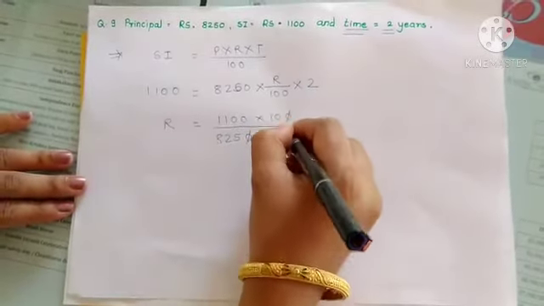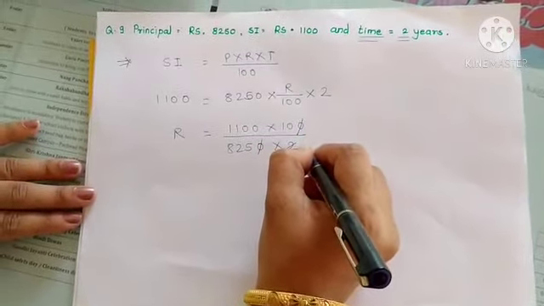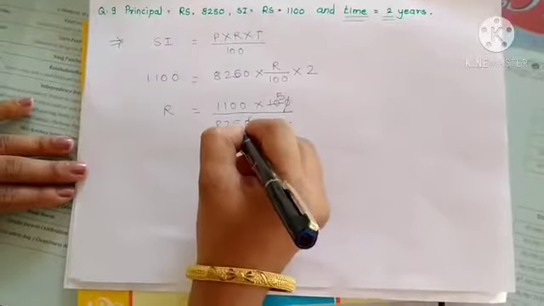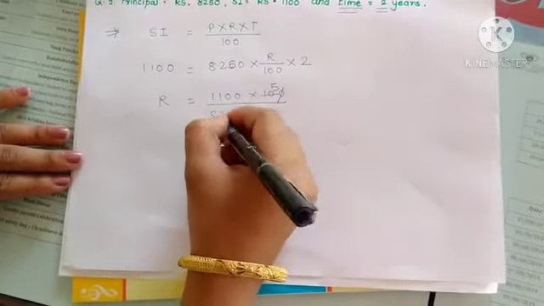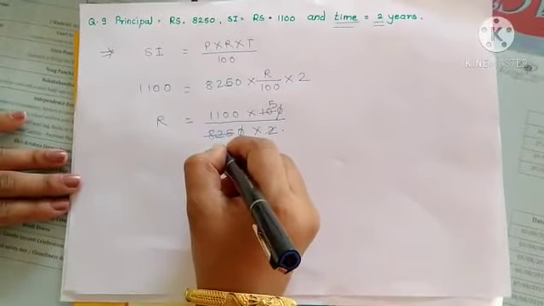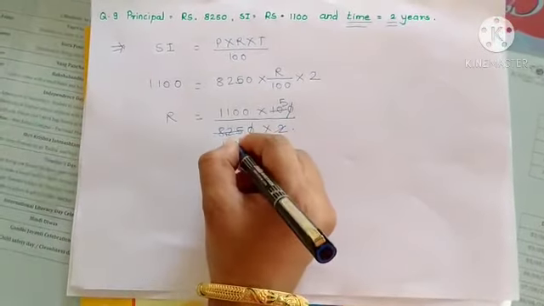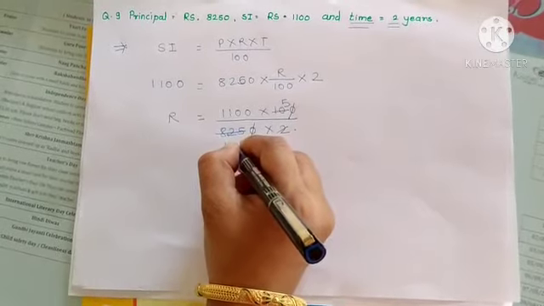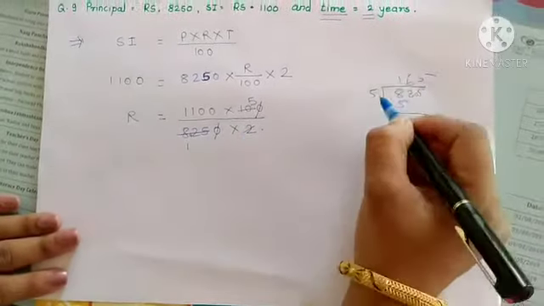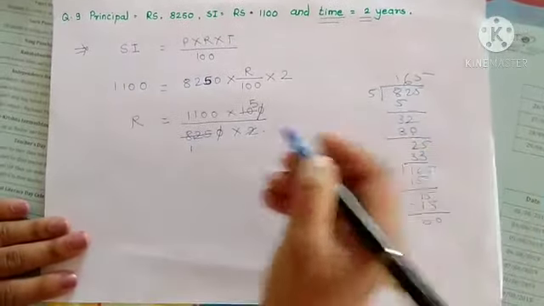This 10 is cancelled with this 10. Again 2 1s are 2, 2 5s are 10. Now 5, these two numbers are divided by 5. 5 1s are 5, 4, 5 6s are 30. We are going to divide 825 by 5. So 5 1s are 5, 3, 5 6s are 30, again 2, 5 5s are 25, means 165.